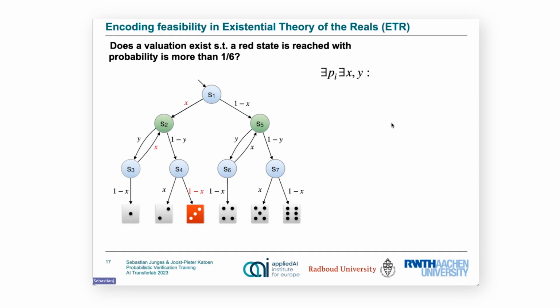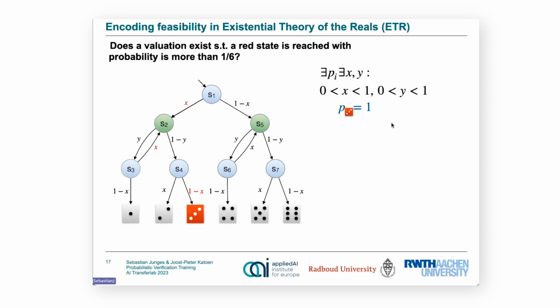So what am I asking? I'm going to ask whether there are values π, just like in the linear equation system that Joost-Pieter showed you before, and whether there is a value for x and a value for y such that the following things hold. x and y should be strictly between 0 and 1. The cases where x is 0 or 1 are also interesting, but they require a slightly more elaborate encoding.